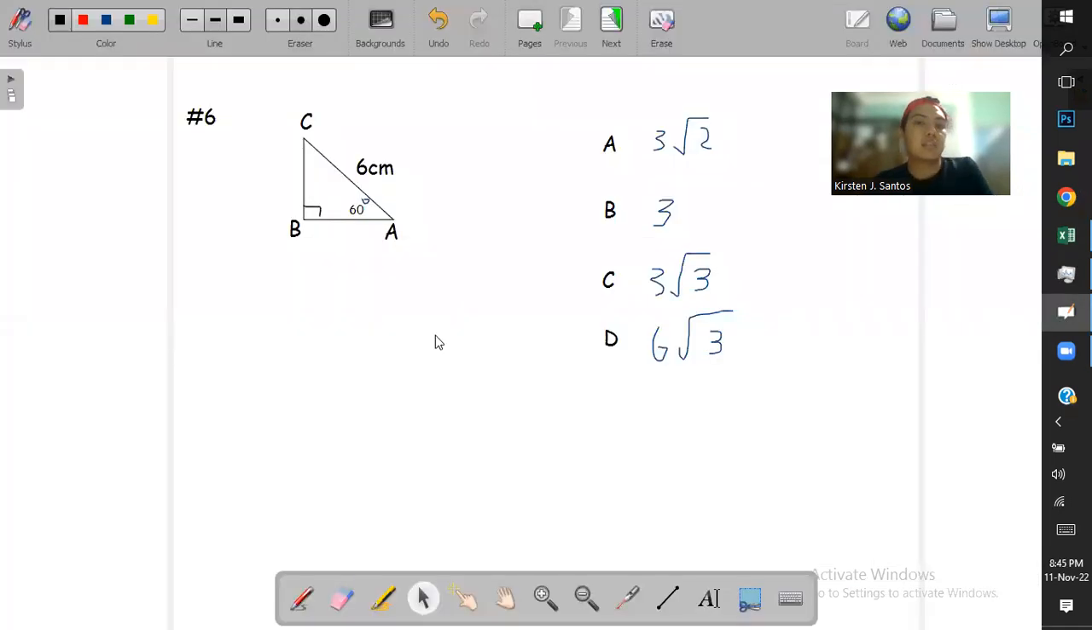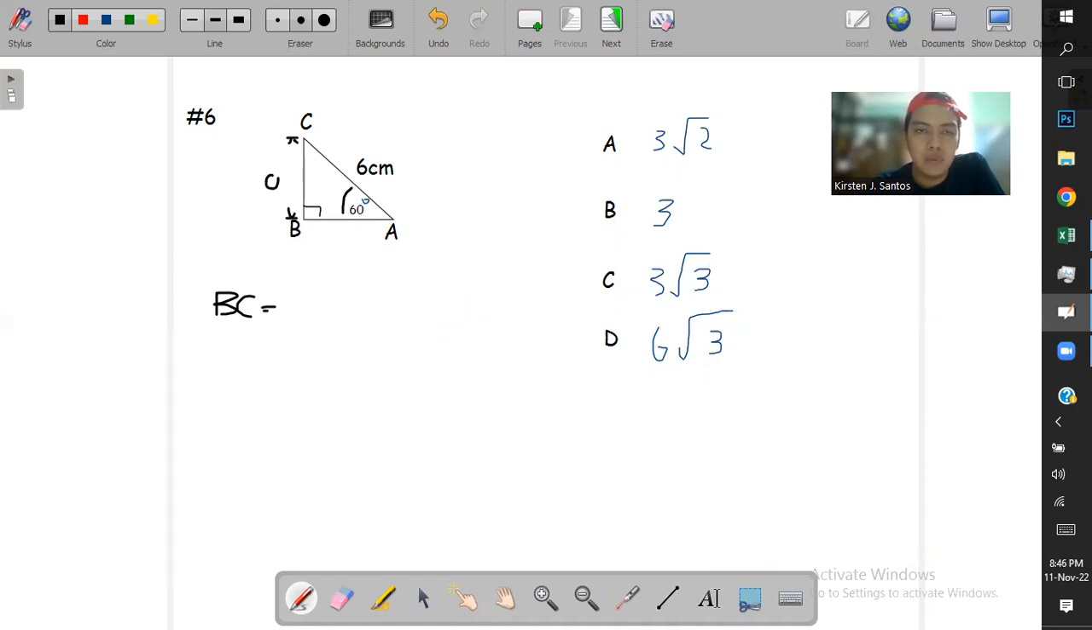For number 6, we were supposed to find, let's see what number 6 asked for. Number 6 asked: in the triangle ABC, what is the length of BC? So for us to find the length of BC, which is from here to here, we need to use our trigonometric formulas. And the ones that we're going to use are the ones that involve this angle.